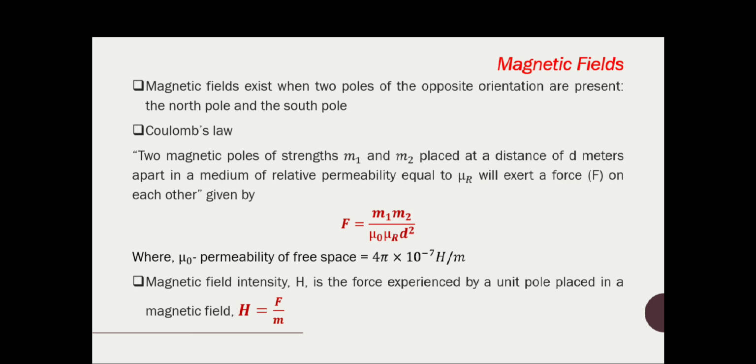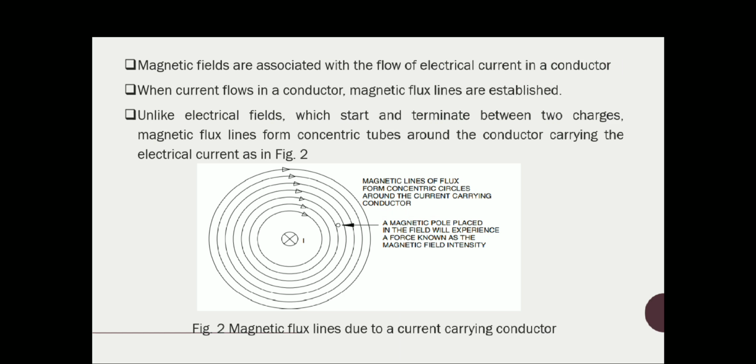And magnetic field intensity, H, is the force experienced by a unit pole placed in a magnetic field, given by H equal to F by M. Here you can see the magnetic flux lines due to a current carrying conductor. So a magnetic pole placed in the field will experience a force which is known as the magnetic field intensity.